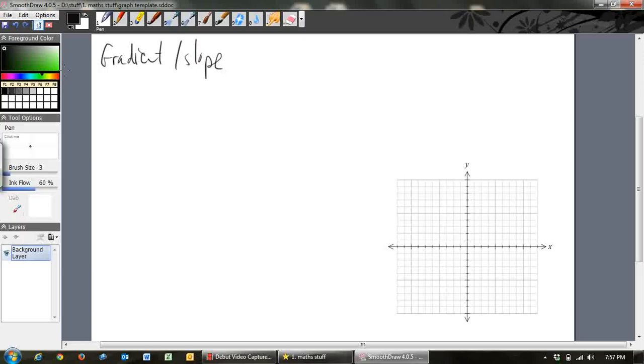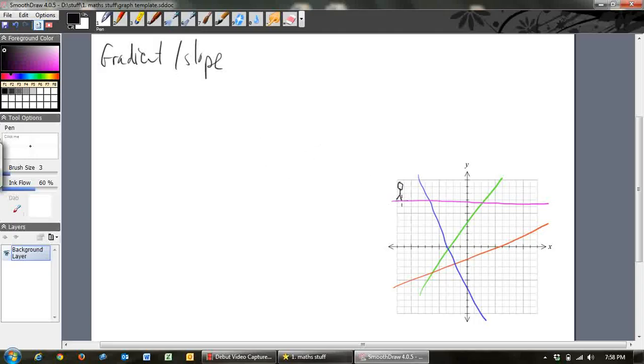Now I'm just going to draw a couple on here. So again, I'm trying to draw green. There's a green line. I'll do a red line like that, and I'll do a blue line like this, and maybe a pink or something like that. I'll do a pink line going like that. Okay, let's just have a look at these four and talk about the gradient, the slope.